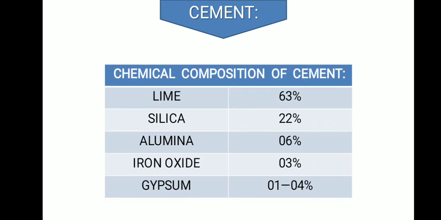Here, as you can see, I have mentioned a table of the chemical composition of cement. So what does cement contain? 63% of lime, 22% of silica, 6% of alumina, and 3% of iron oxide, and between 1 to 4% of gypsum.